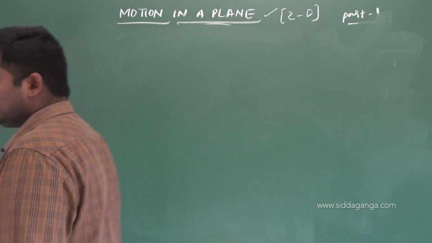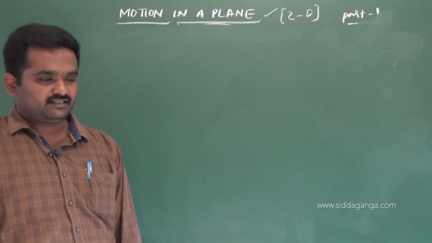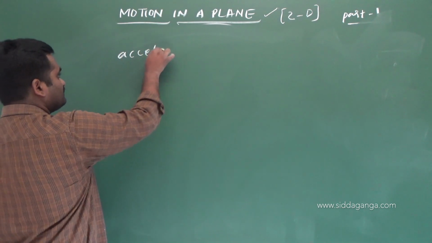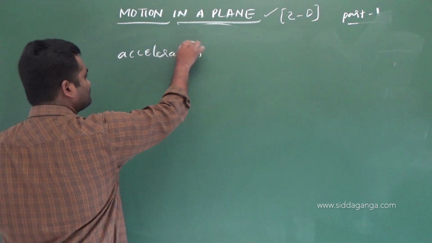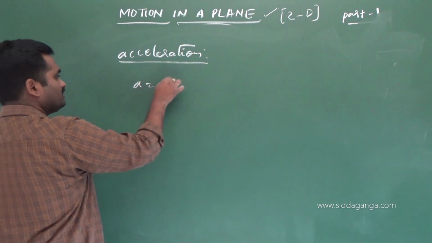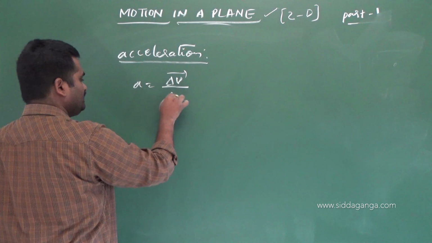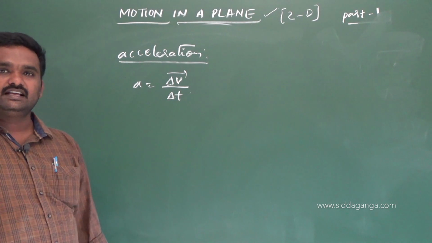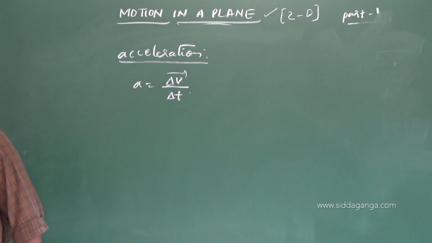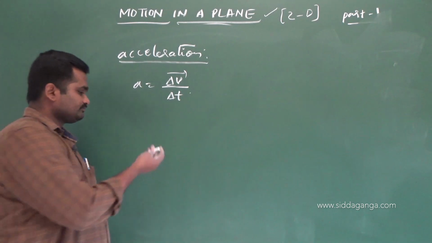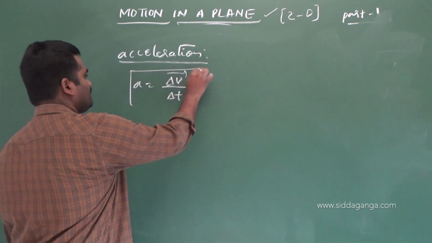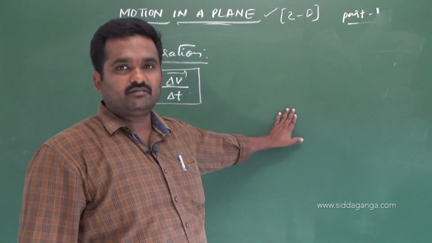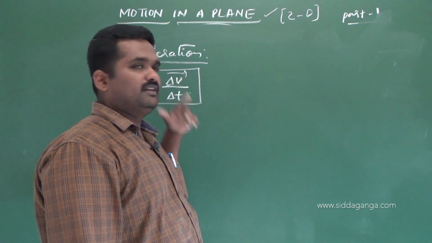Next, acceleration. You know, acceleration is the rate of change of velocity, right? A equals change in velocity divided by time taken for the change, delta V by delta T. So when you are writing for acceleration, change in velocity by change in time taken, what is the meaning of that? Just like the displacement, how we have studied, we have to write it for velocity here now.